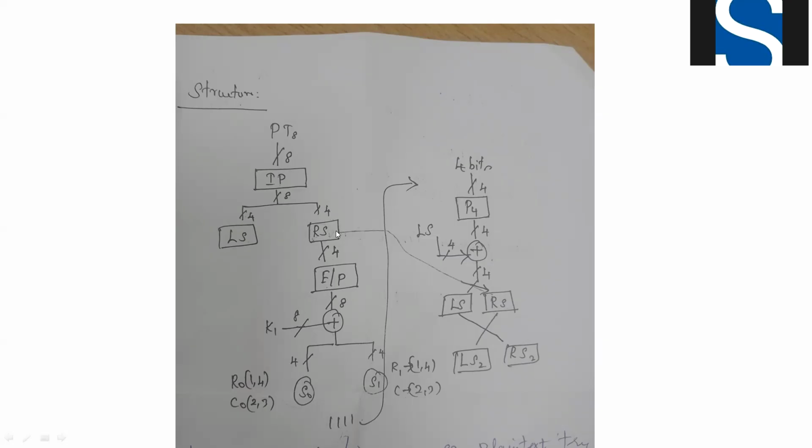We'll take only the right hand side 4 bits, and this is passed through an expansion table. So this 4 bits will become 8 bits after this EP table. So this 8 bits will be XORed with the key. They have given the key, right? So the key consists of 8 bits. So both will be XORed, and we'll be getting an output of 8 bits again. Then again we will be dividing it into 4 bits left hand side and 4 bits right hand side.